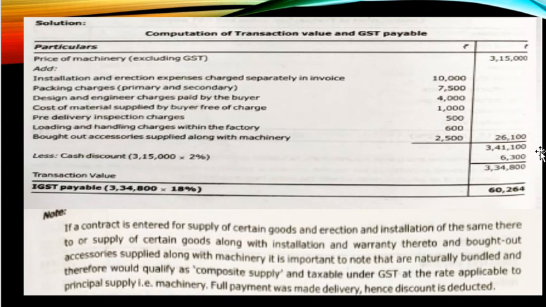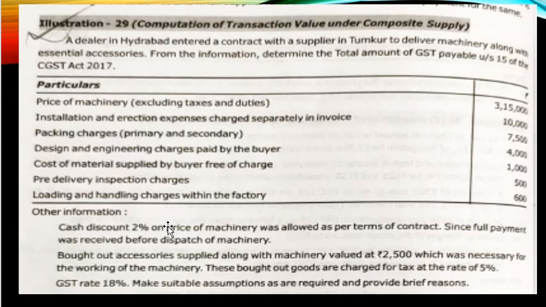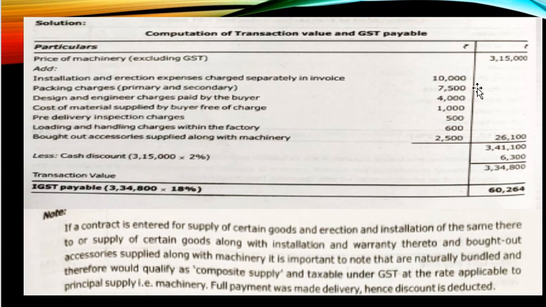So 3,15,000 plus 26,100 will give you 3,41,100. With this we will minus the cash discount. The cash discount percentage given is 2% on the price of machinery. What is the price of machinery here? 3,15,000. Into 2% will give you 6,300. 3,41,100 minus 6,300 will give us 3,34,800. So this is your total transaction value.